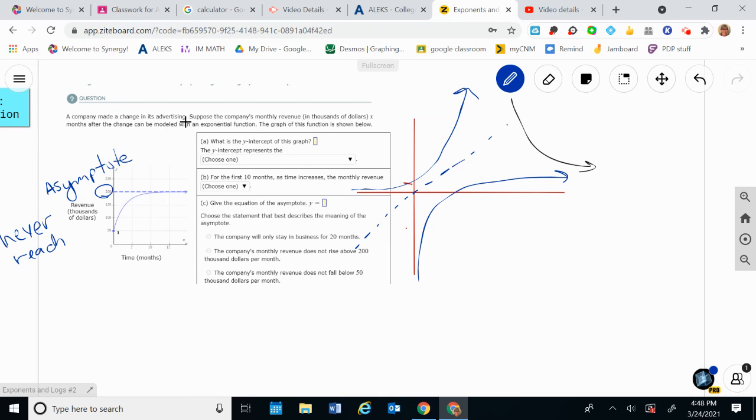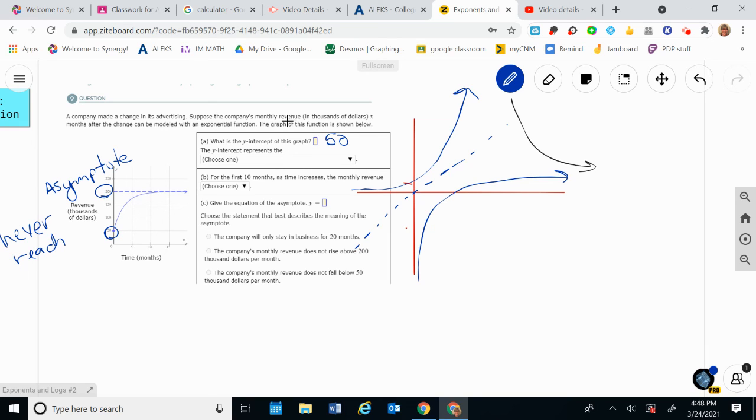Okay, it says a company made a change in advertising. Suppose the company's monthly revenue in thousands of dollars, x months after the change, can be modeled by an exponential function. The graph of this function is shown below. This is weird. This is exponential, looks loggy. What is the y-intercept of this graph? Basically, it's still just reading the graph, and it's 50. See, it's right there. The y-intercept represents what? Basically, it's where you start. It's your starting amount, right?